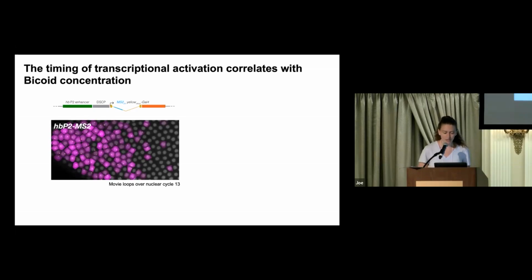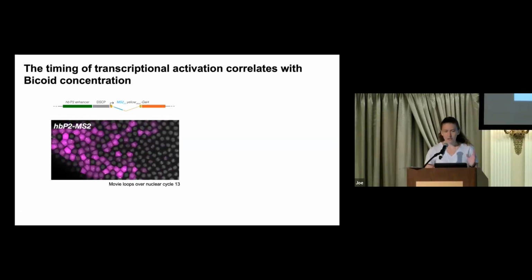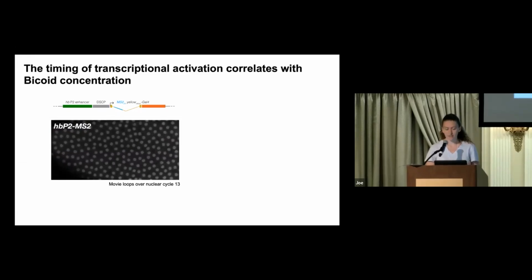In order to assess transcriptional outputs, I created a reporter for the Hunchback P2 enhancer. This reporter allows for live measurements of transcription using the MS2 MCP system. So in this movie, the yellow spots are points of nascent transcription, and I've colored each of the nuclei based off of the relative intensity of their transcriptional foci. You can see during mitosis, there is no transcription, and then there is a delay followed by heterogeneous onset of gene expression across the domain.